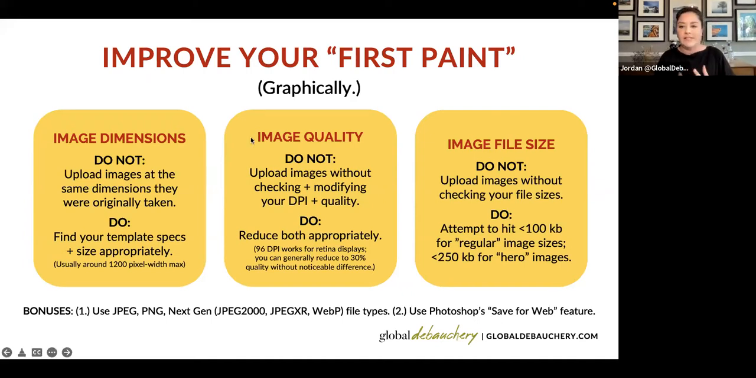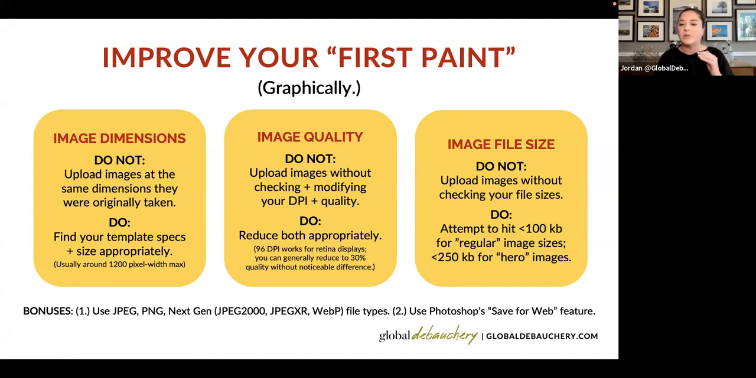Image quality: do not upload images without checking and modifying your quality. This is where you might upload an original image, and you're uploading a 5 meg file. All of those 5 megs have to be downloaded on your site. This is really, really heavy data to download to get to that first paint, right? And that's one of the top ranking SEO factors for UX from Google.